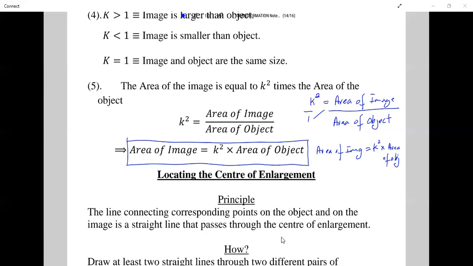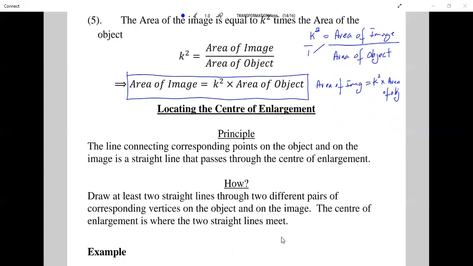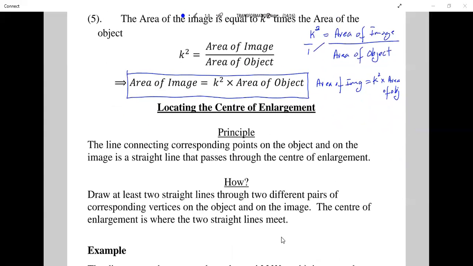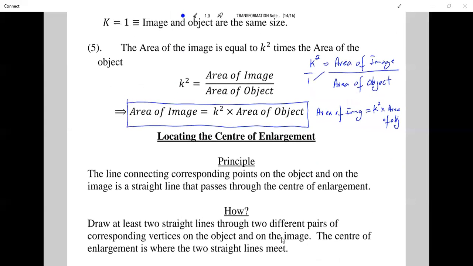That is observation 5. Now we can talk about locating the center of enlargement. All right, or we'll do this in the next video. I don't want this video to be too long.